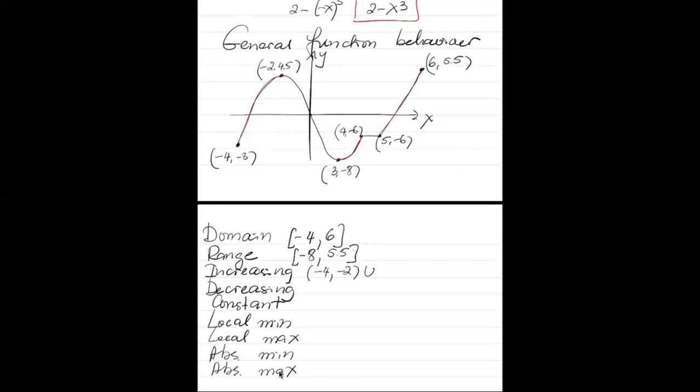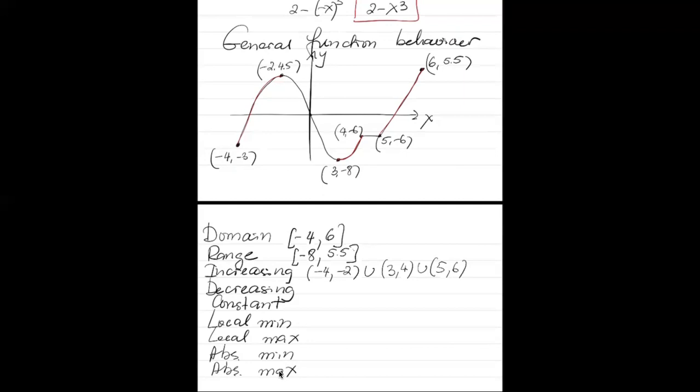So 3 intervals. We're going to describe them. From -4 to -2, the first one. Then from 3 to 4. And then from 5 to 6. So these are the intervals of increasing.